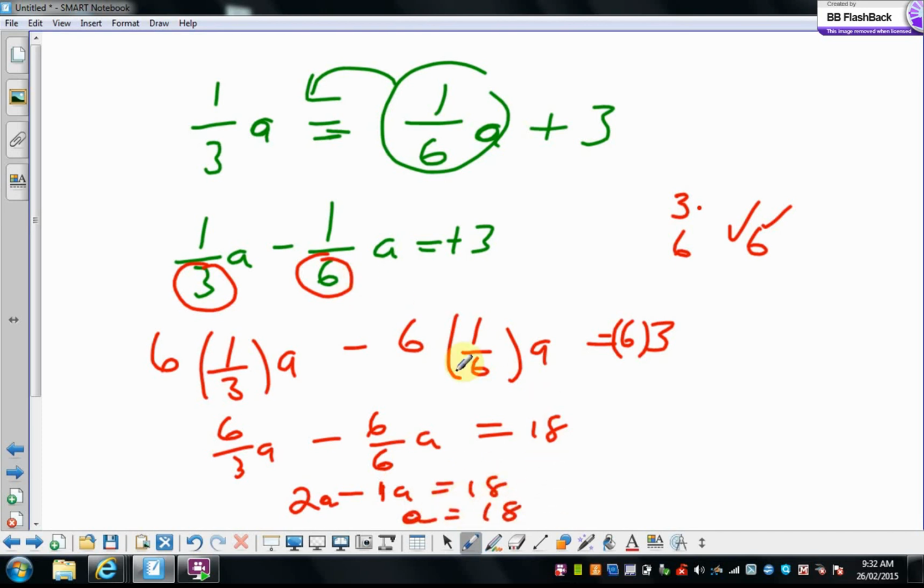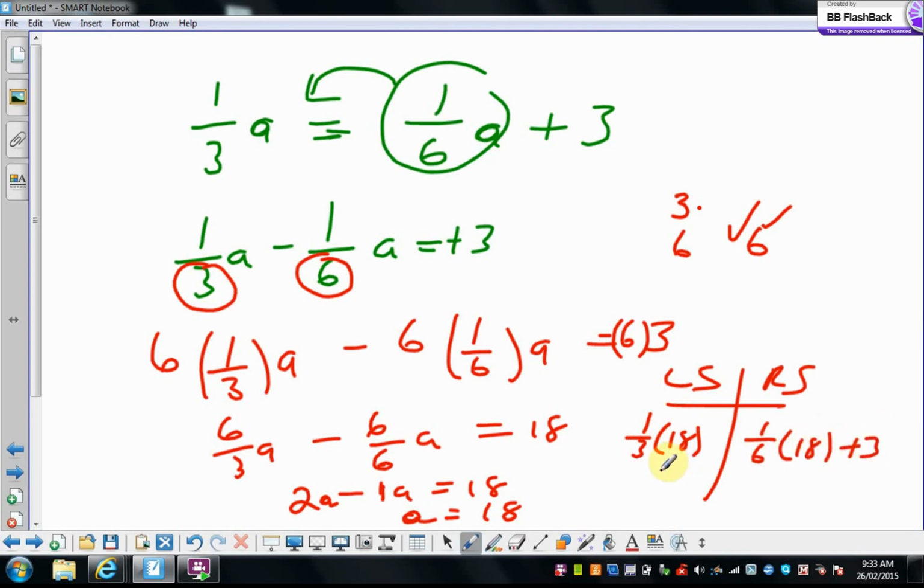Is that right? I don't know. Let's go back and check. Left side, right side. We'll go to the original: 1/3 times 18 is equal to 1/6 times 18 plus 3. Now, I hope this is right.